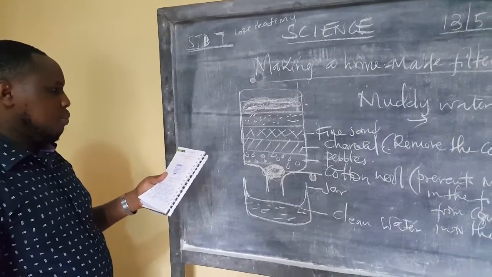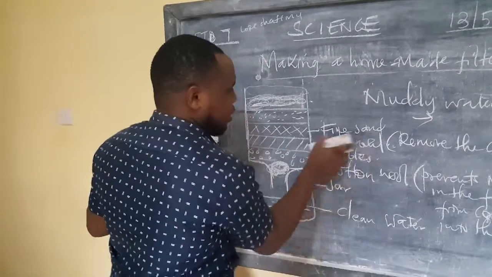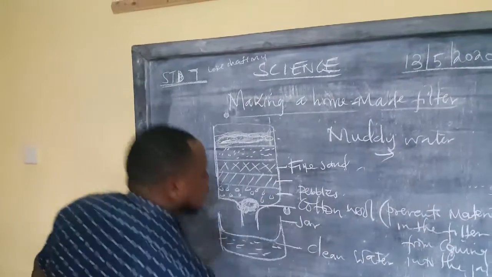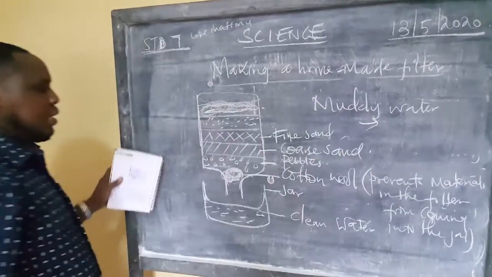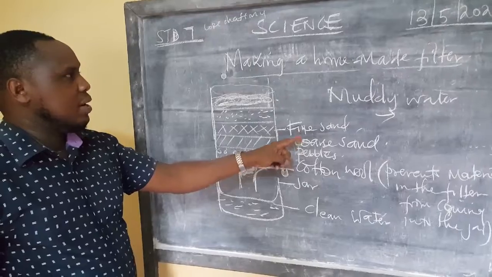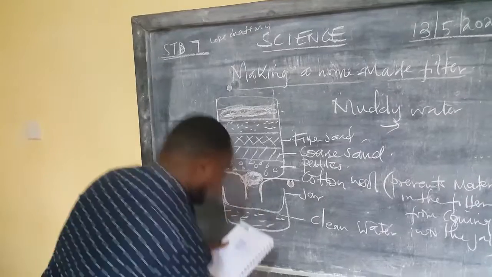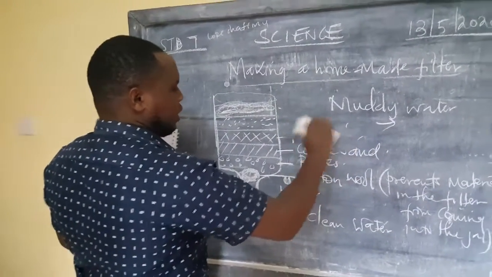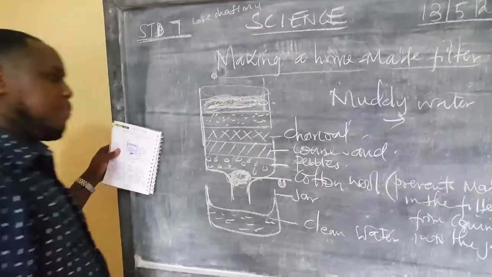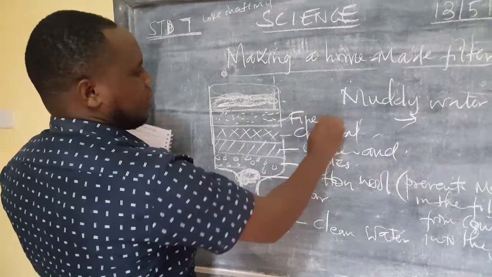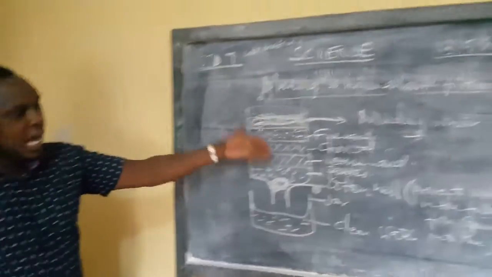After pebbles, we have coarse sand. I'm sorry about that. So cotton wool, pebbles, coarse sand, then after coarse sand, before fine sand is where we have the charcoal. Charcoal is there. Then we have fine sand. Then lastly we have the muddy water. You can see how the materials are arranged.